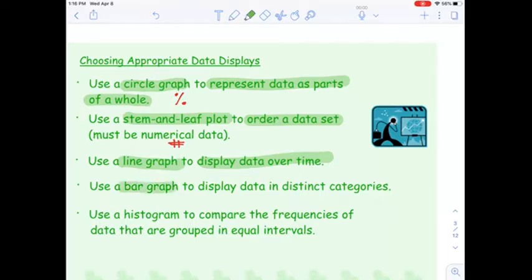You use a bar graph to display data in distinct categories. And the last one we're going to talk about is a histogram, which compares frequencies of data that are grouped in equal intervals. And that's what we're going to talk about today. So anytime you see the words frequencies or intervals, you're using a histogram.